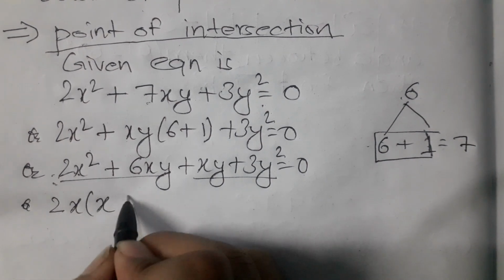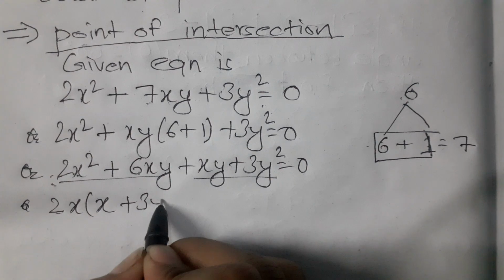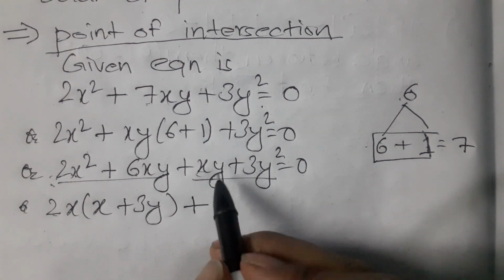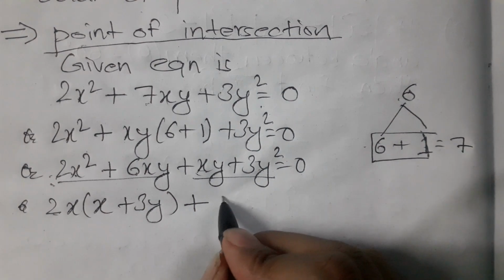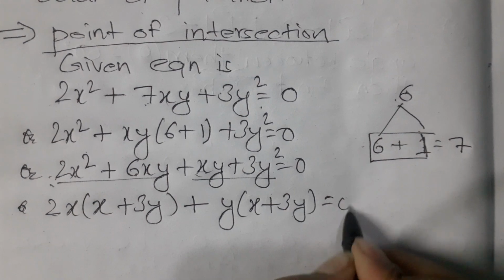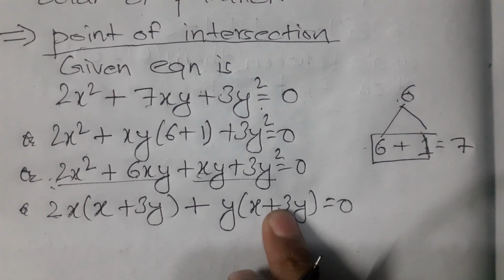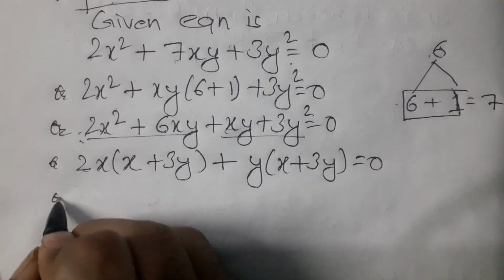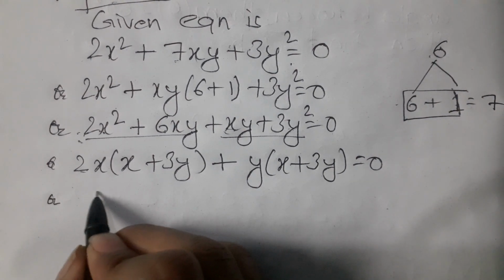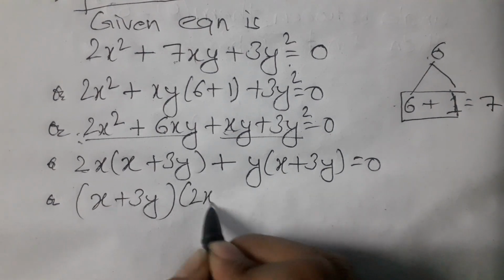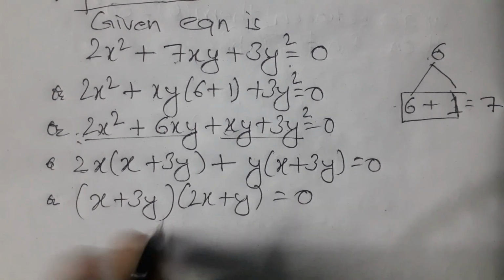So here you can write x, 2 times 3 is 6, so this is 3y. And on this side there is no common number, only the alphabet is common, and that is y alone. So again here you will get 3y. That means you are doing it right. If this bracket and this bracket come out the same, that means you are not making a mistake. So now it is x plus 3y times 2x plus y equals to 0, which is the final factorization.